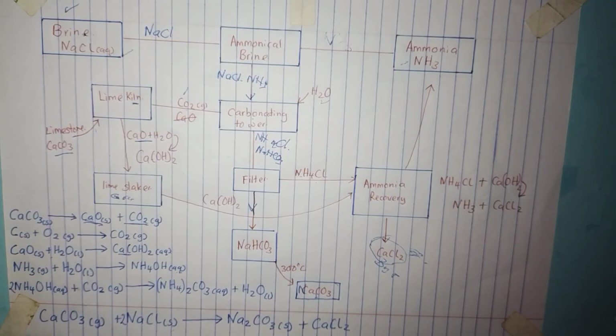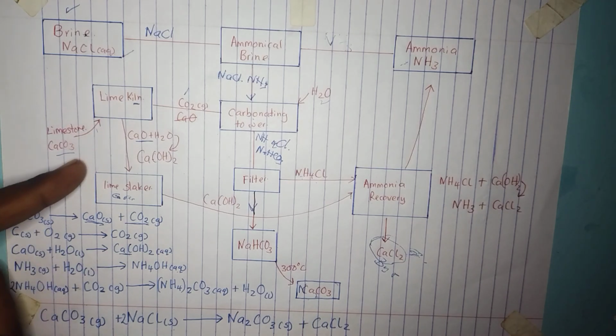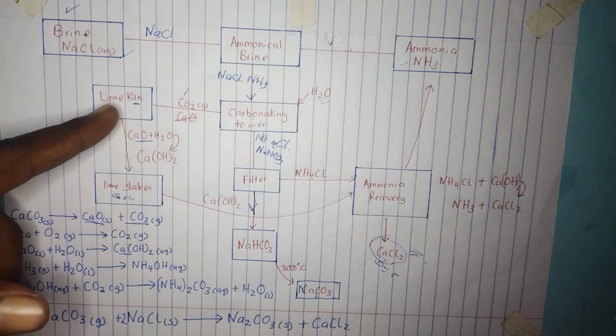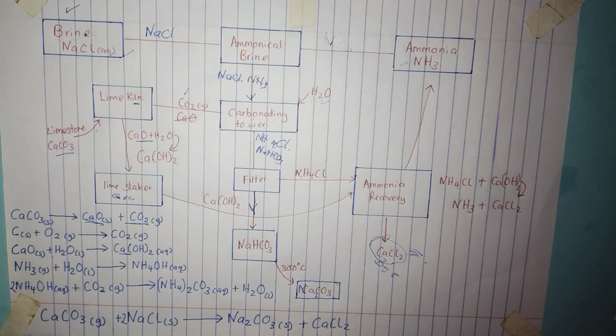By the name carbonating tower, we mean carbonating, adding carbon. So here we'll be adding CO2 to the reaction. And where is that CO2 found? That CO2 is gotten from the lime kiln. The limestone is taken to the lime kiln. Limestone is calcium carbonate, and it's always white in color. By kiln we mean there's a lot of heat applied on that site.